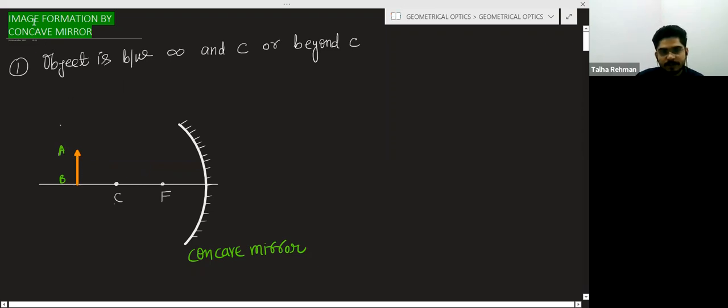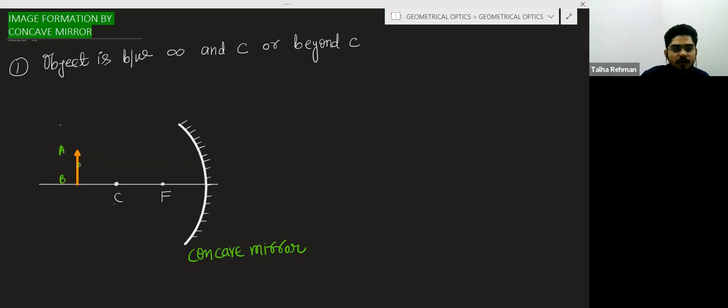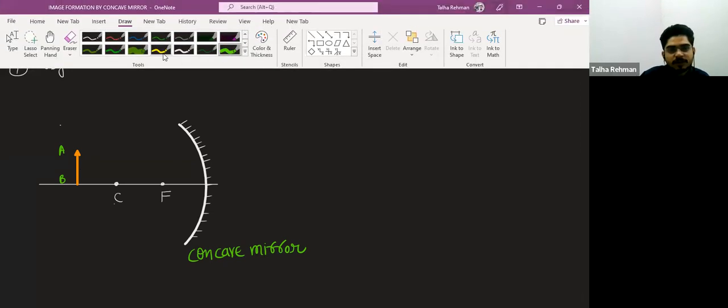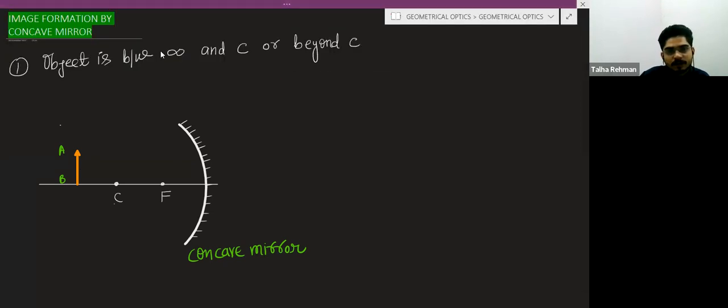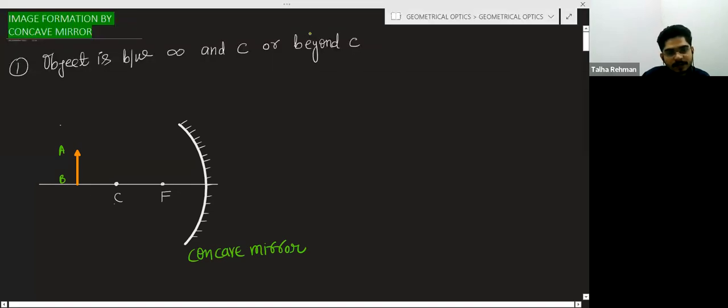Okay, so image formation by the concave mirror. This is the case when the object is between infinity and the center of curvature, or you can say beyond C. So this is the object, and this object is beyond C. So how will we form the image? Okay, see, the first ray of light is like this.